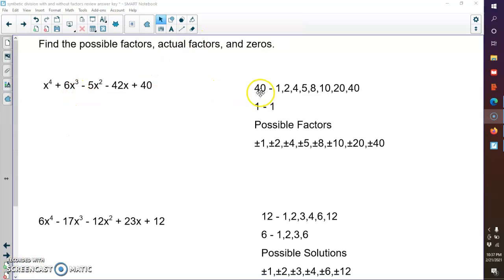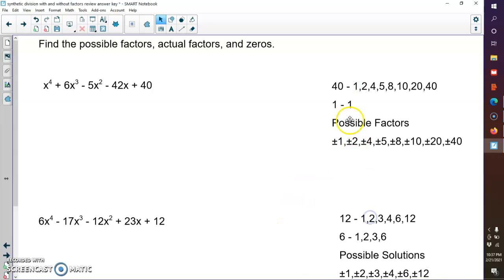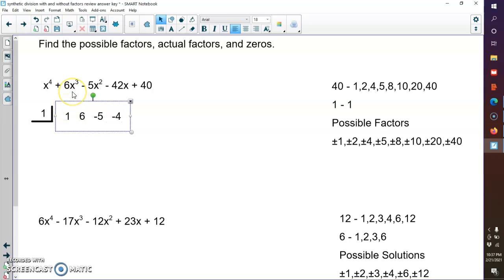All right, so this one is an x to the 4th. I'm going to move these over here. I'm going to move these over here as well. My leading coefficient is 1. My possible factors are literally just the factors of my constant, which is 40. I'm going to start by trying 1 in the box. And when I try 1, I need to put my coefficients down as well: 1, 6, negative 5, negative 42, and 40.